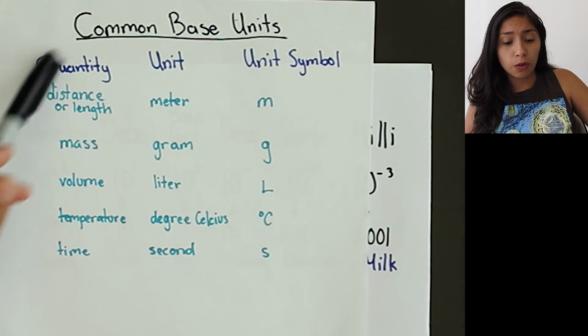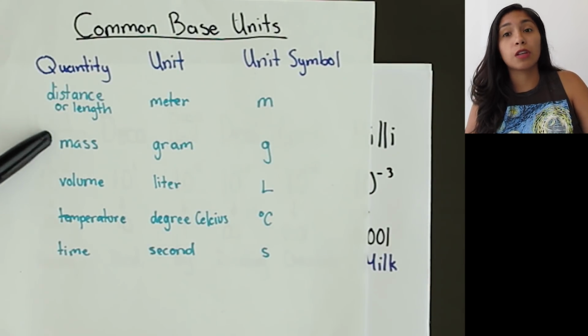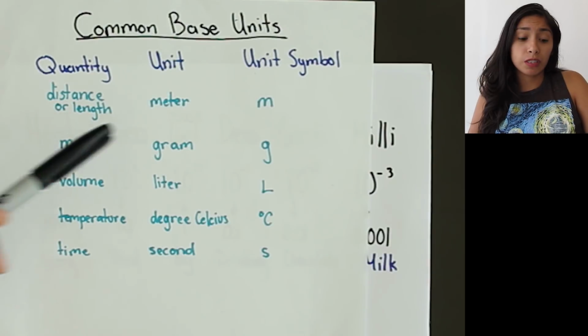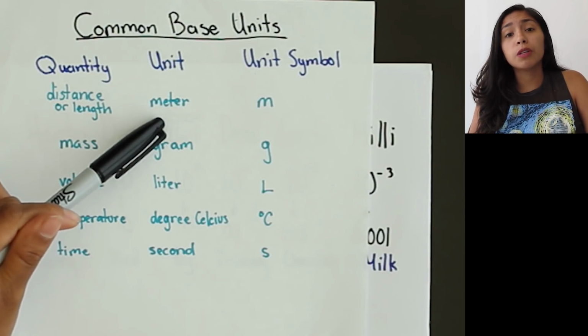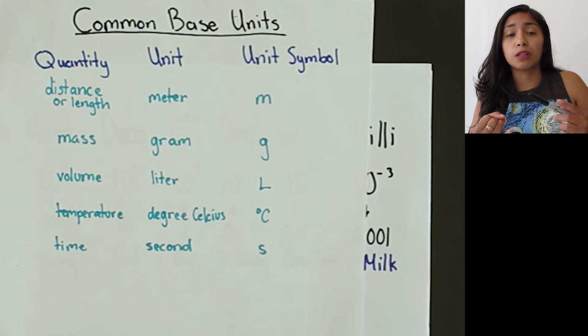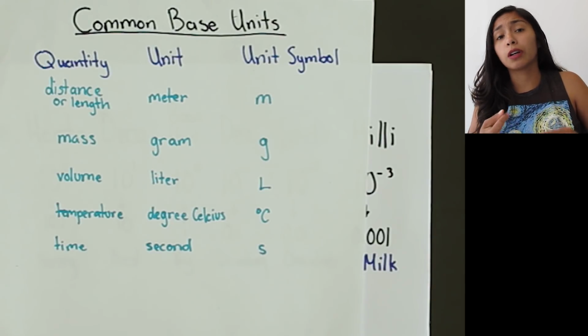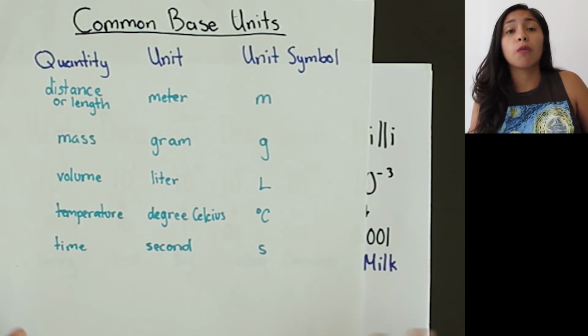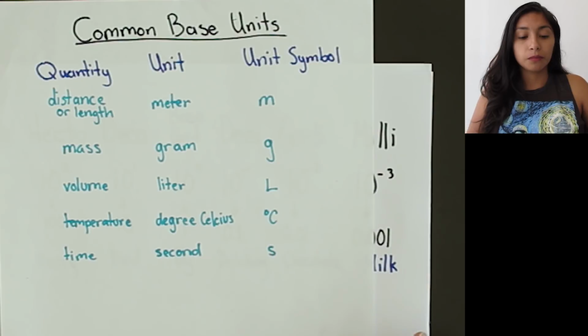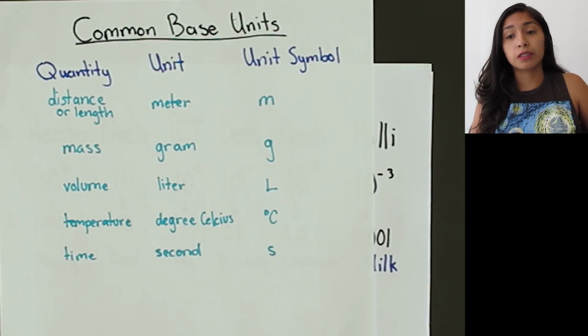Now, are these the only units for all these quantities? No. For example, for distance or length, the unit meter is not the only unit. We can also do kilometers, miles, yards, feet, inches, depending on what we're measuring. Now, let's move on to the prefixes.